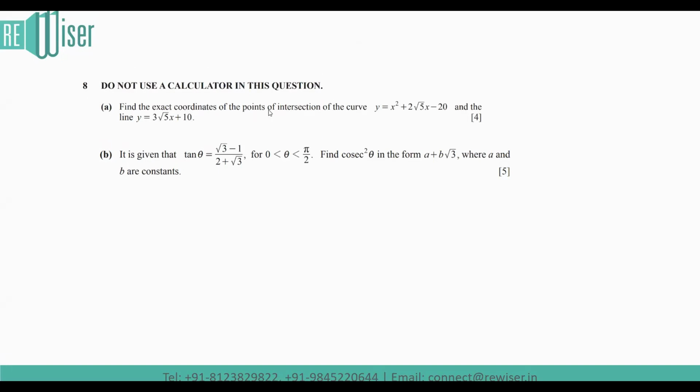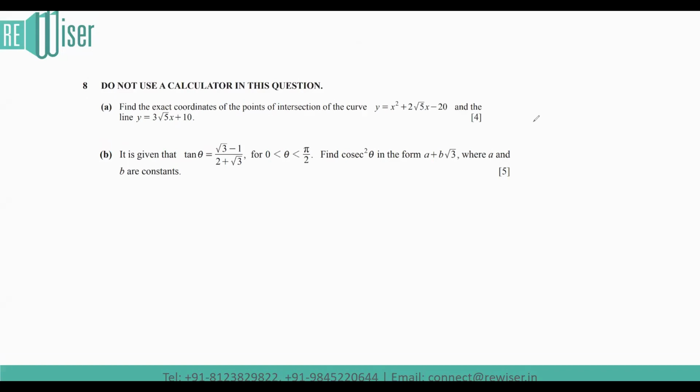Find the exact coordinates of the point of intersection of the curve y is equal to x squared plus 2 root 5x minus 20 and the line y is equal to 3 root 5x plus 10. We don't have to use a calculator in this particular question.